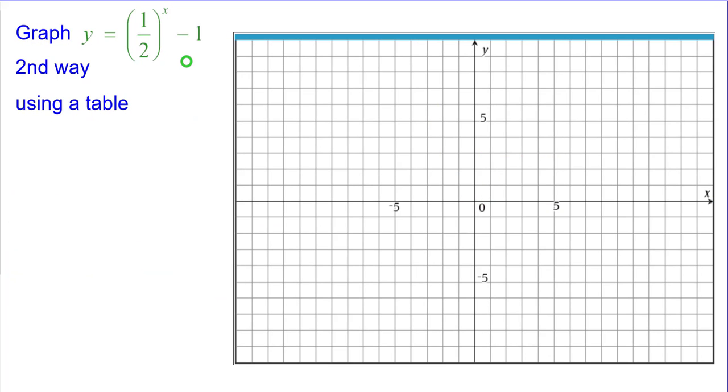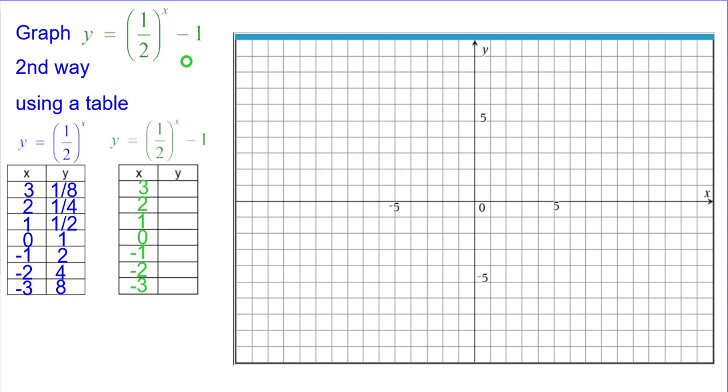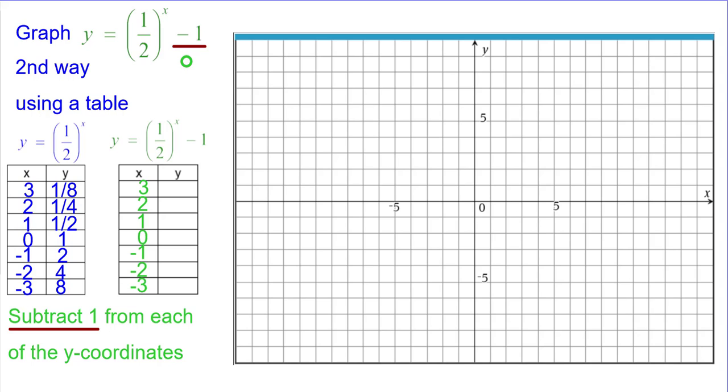A second way would be using a table. So we'll start with these 7 points from y equals 1/2 to the x power. So we're going to subtract 1 from each of the y coordinates, because that's what it says to do in the equation. So when I take 1/8 minus 1, I'm going to have to think of that 1 as 8/8. So 1/8 minus 8/8 would be -7/8. And so I'll plot the point 3, -7/8.